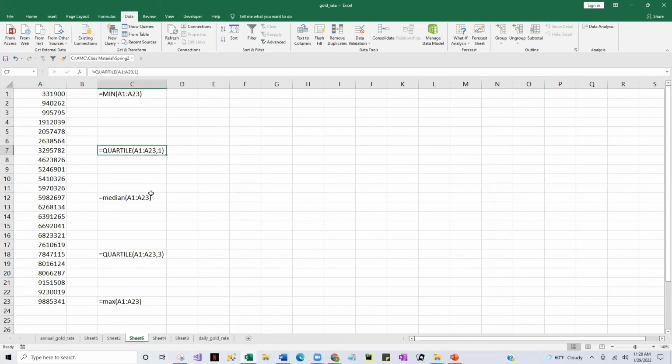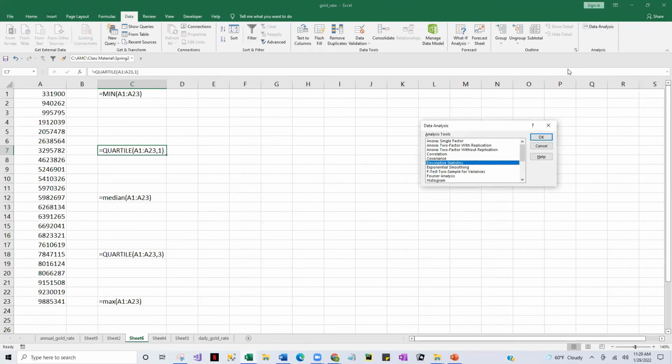We got the file number here, and I'm going to show you the data analysis. So in Excel, you can go to the data tab. See here, you have all the tabs, right? Go to the data tab and do data analysis. Click on data analysis, and you're going to look for descriptive statistics. Look for descriptive statistics and click OK.